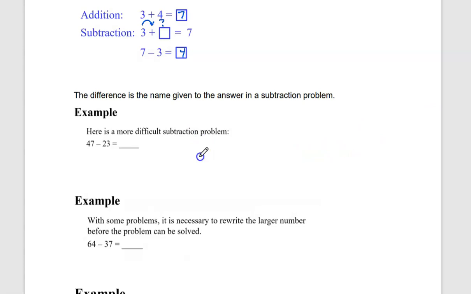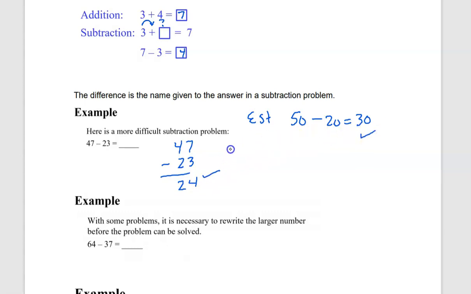So, here's a more difficult subtraction problem. Should we start out with an estimate first? 47, probably round that up to 50. 23 is closer to 20. So, say an estimate of 30. When we're doing subtraction, we can line it up the exact same way. 7 minus 3 is going to give me 4. 4 minus 2 is 2. So 24. And so, not as close as before, but not unreasonable, right?